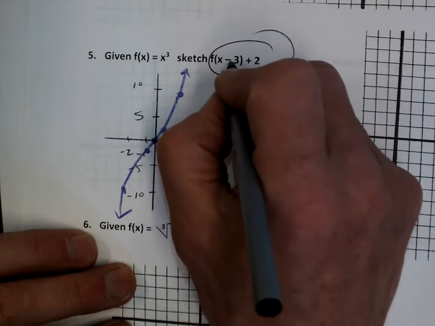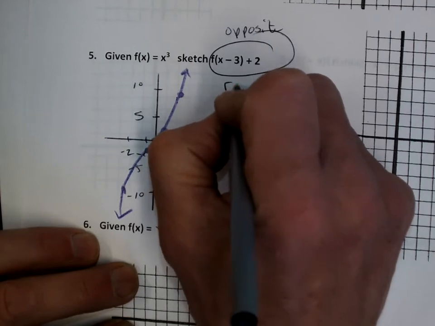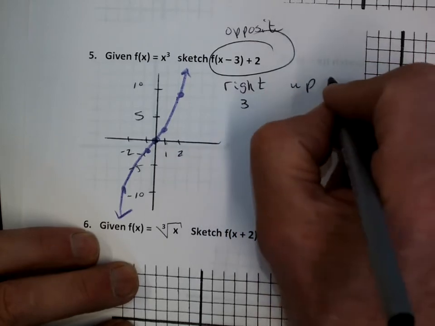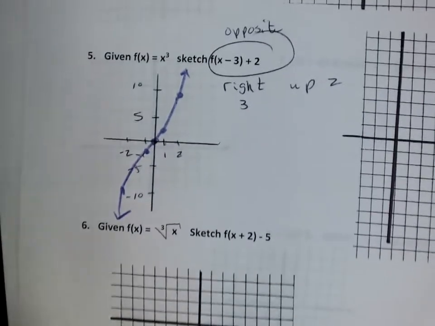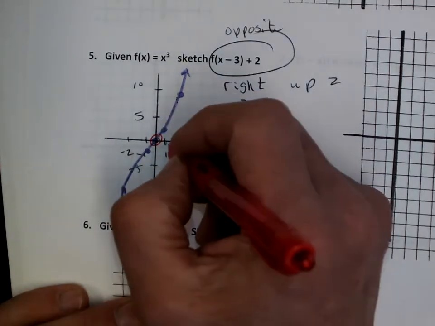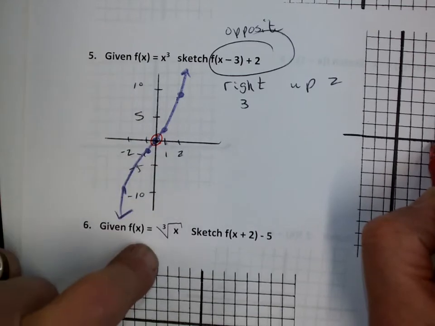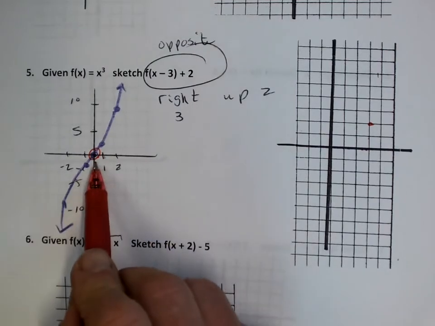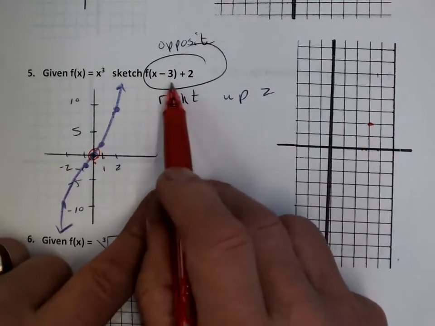So let's take this parent function and we're going to move it. We're going to go, remember, the opposite. So we're going to move it to the right 3, and up 2. Well, I got to take the whole thing, so for me, it's just easier to move this point right here. It's not really a vertex, it's called an inflection point. I'm going to take this point, the inflection point, and move it to the right 3 and up 2, because of the opposite of the inside, right?